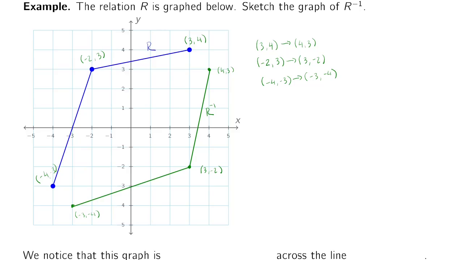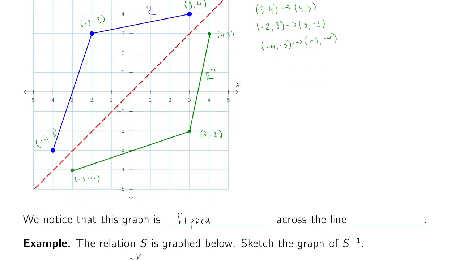It's just that the graph of R has been reflected across this line. This is the diagonal line where every point has the same x and y coordinates, right? This is the graph of y equals x. When we swap the x and y coordinates, points on that line stay where they are. Everything else reflects across it. So we notice that when we take the inverse, the graph is flipped across that line y equals x, right? That's the line where all of the points have the same x and y coordinate.